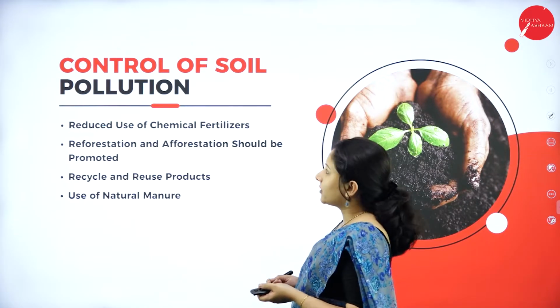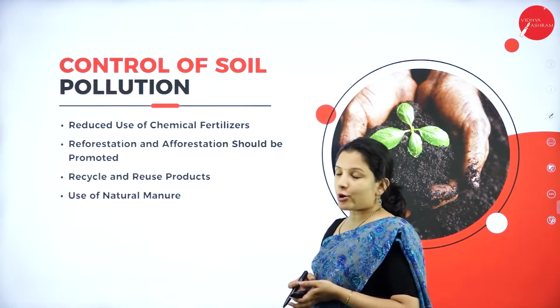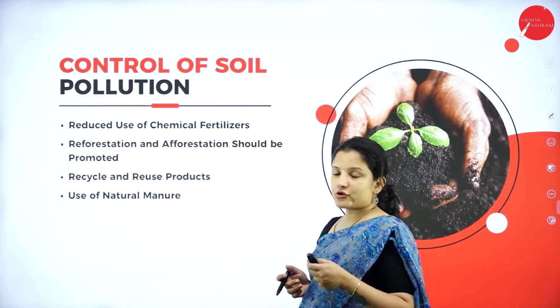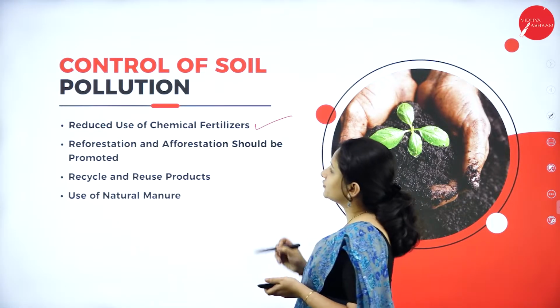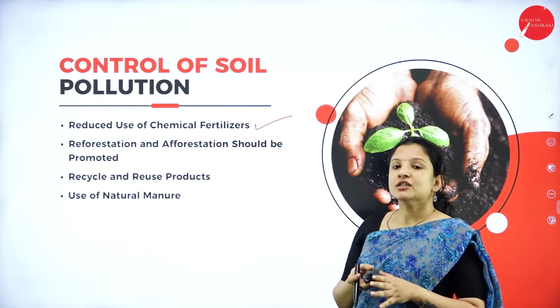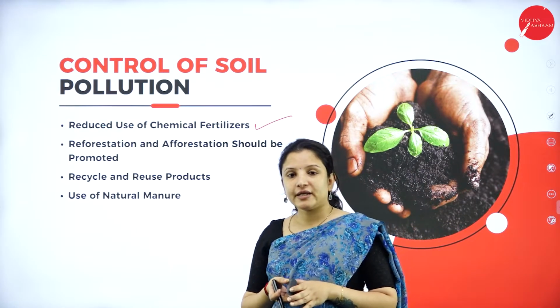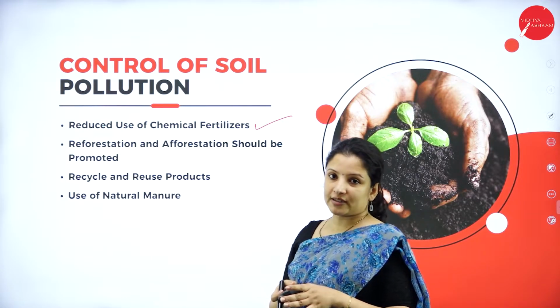So next, let's talk about the control measures of soil pollution. So the first control measure is by reducing the use of chemical fertilizers. Switch over to organic farming instead of depending on chemical fertilizers.